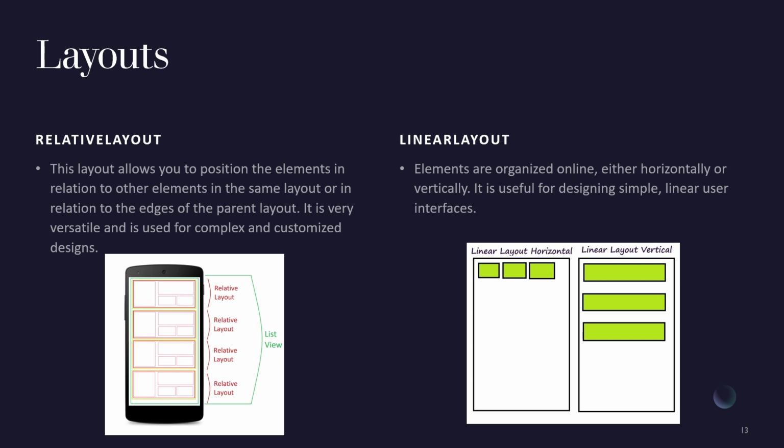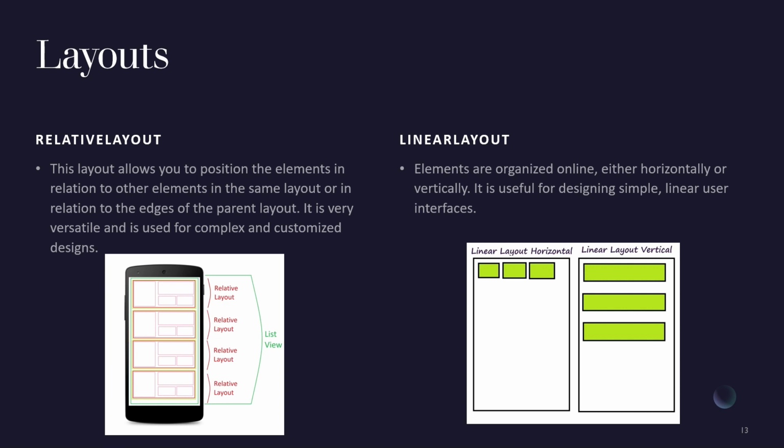And the final point in this presentation: later you will see my application layout. These are the different types of layouts. The first one explained is relative layout. This layout allows you to position elements in relation to other elements in the same layout or in relation to the edge of the parent layout. It is very versatile and is used for complex and customized designs. This is, for example, a relative layout. Do you see it in your mobile, for example, a mobile application?